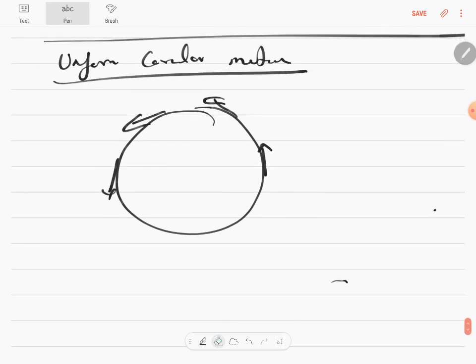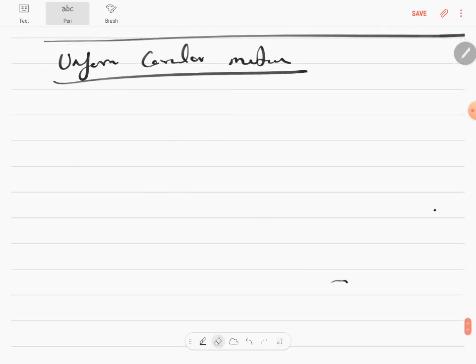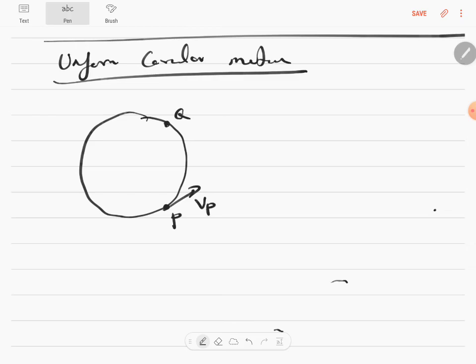Okay, so that's what it is. Let's take 2 points. Let me redraw this. Let's take a point P here. Let's take a point Q here. Let's take the velocity to be Vp, and the velocity to be Vq here. Let's mark this as the center of the circle. This is radius and this is radius, correct?